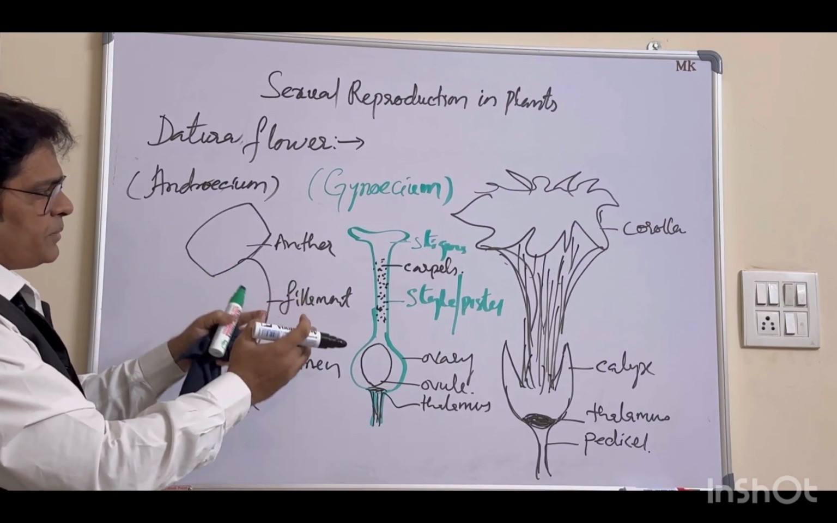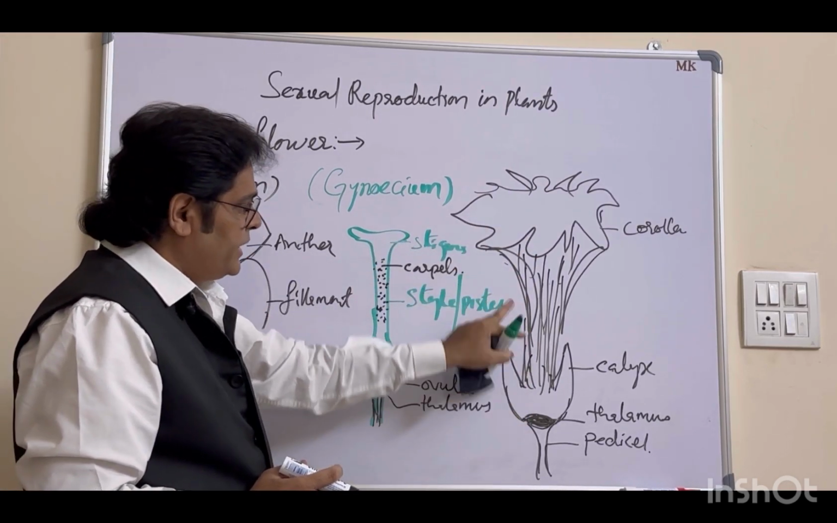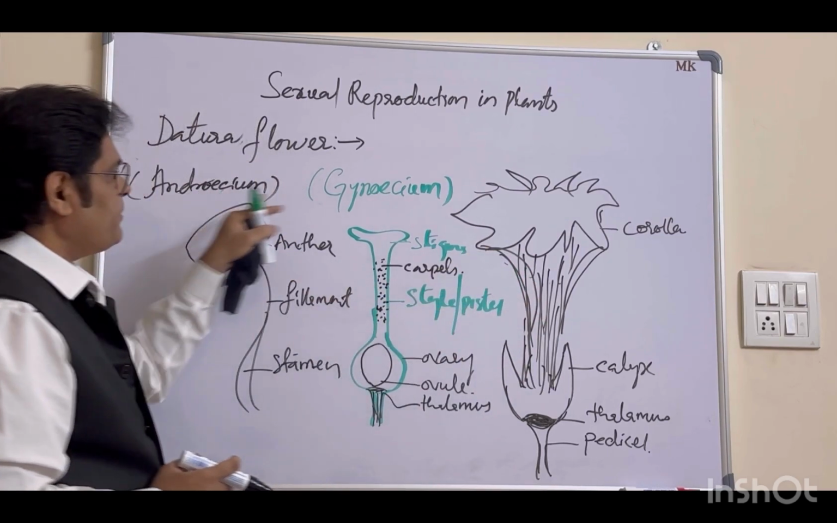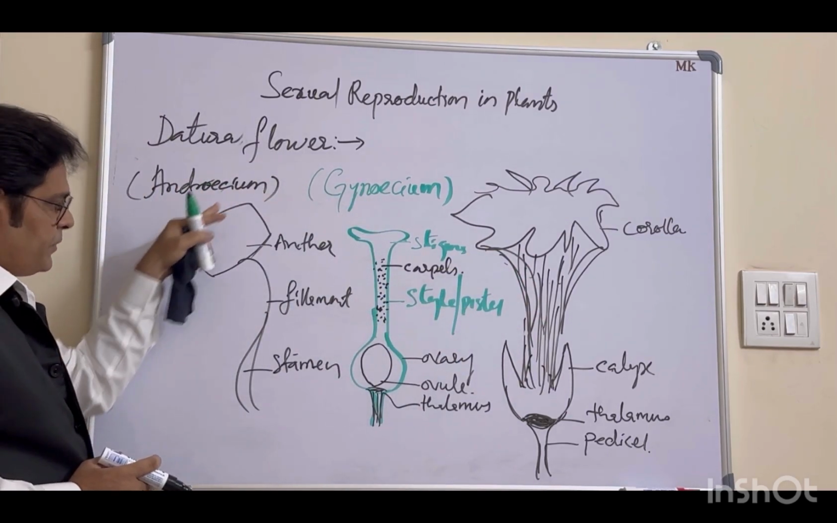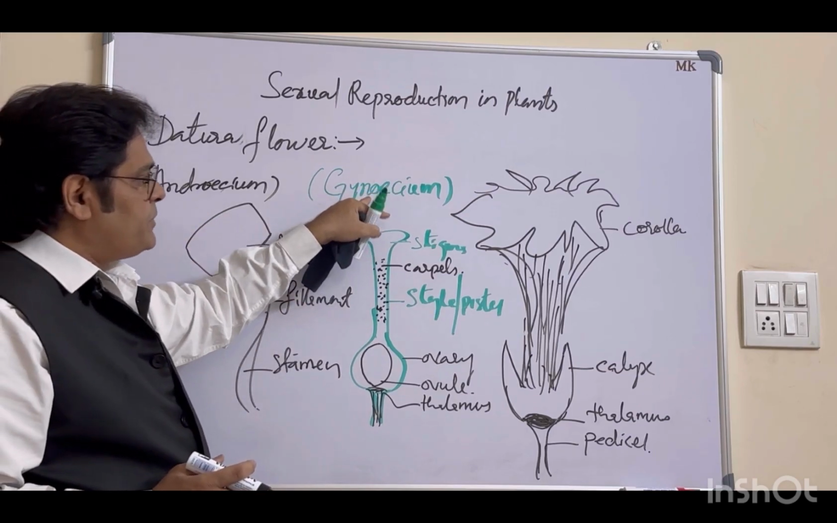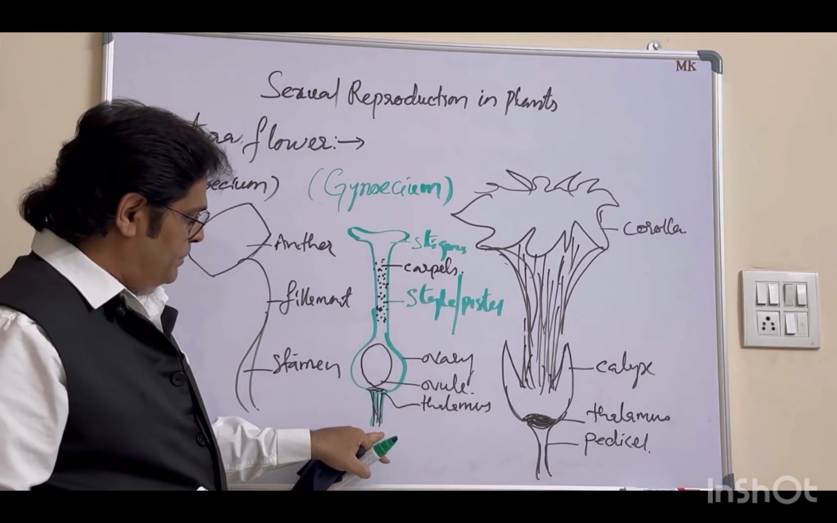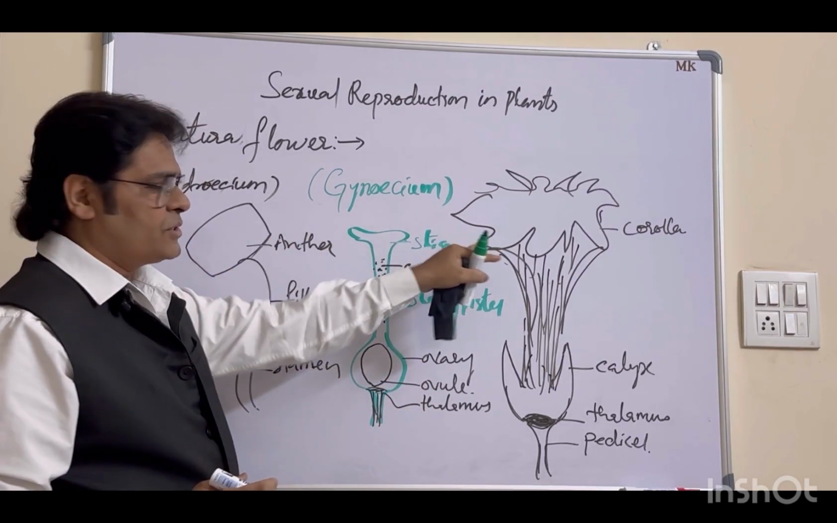Clear? What are the visible parts of the Dhotra flower? Corolla, calyx, thalamus, pedicel. Inside that, what is present? Androecium and gynoecium. What is androecium? Male parts: anther, filament, and stamen. And what does gynoecium mean here? Stigma, style, ovary, ovule, thalamus, and pedicel. Clear? This is the structure of the Dhotra flower.